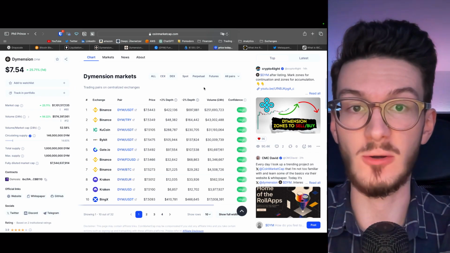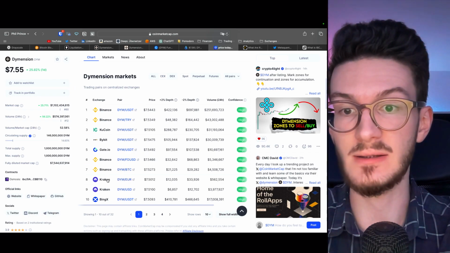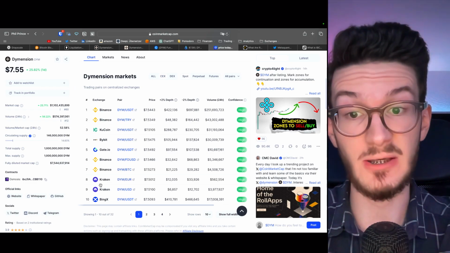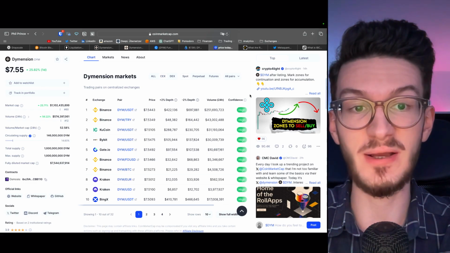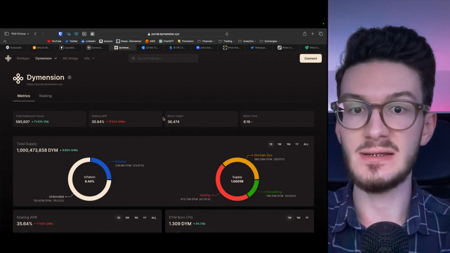Also, Dymension is already listed on many spot exchanges like Binance, KuCoin and Kraken, which is a very good sign, especially Kraken, as I mentioned over and over in my videos, as Kraken is more picky with project listing than the other exchanges. Dymension has its own statistics dashboard.